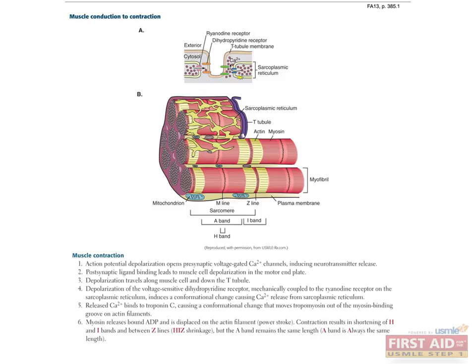Myosin then releases prior-bound ADP molecules and is displaced on the actin filament, the so-called power stroke, which is actually how myosin molecules move along actin. We'll look at this concept more in detail on the next page. Do you know why bodies develop rigor mortis after death? It's because after death, ATP generation ceases and there's no more ATP available to bind the myosin and release cross bridges.